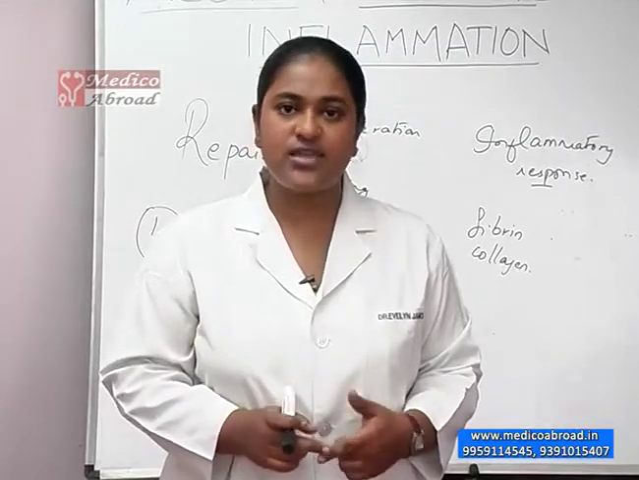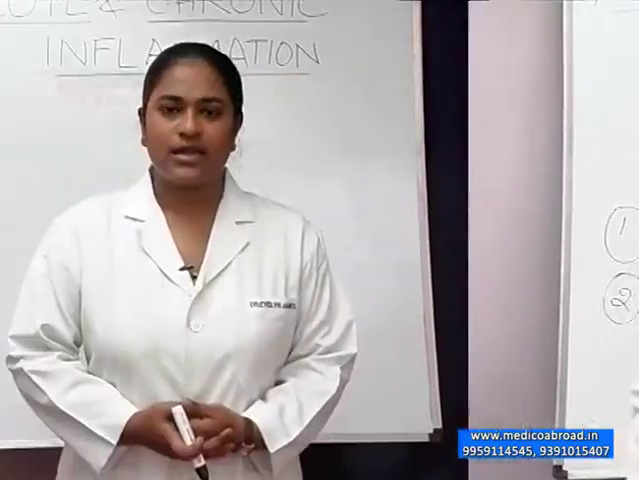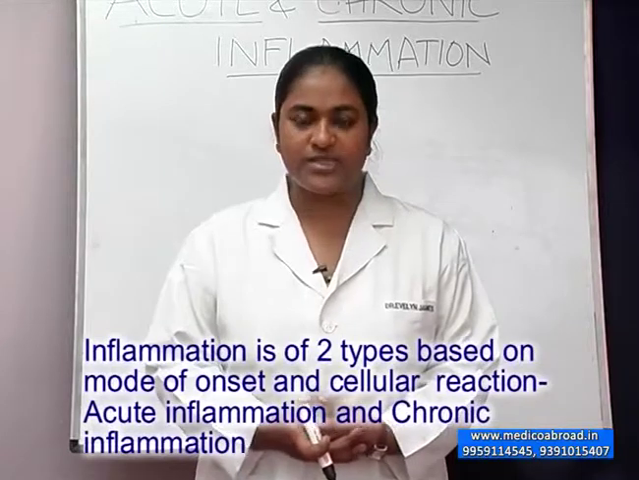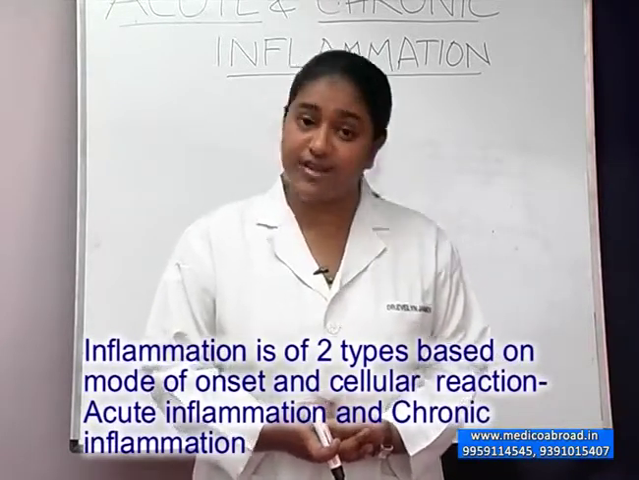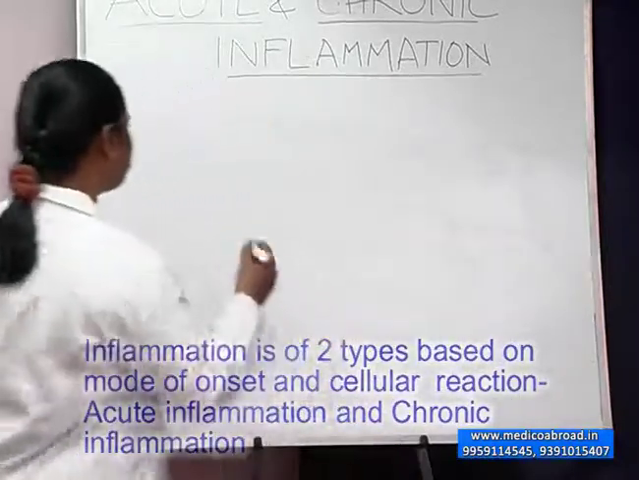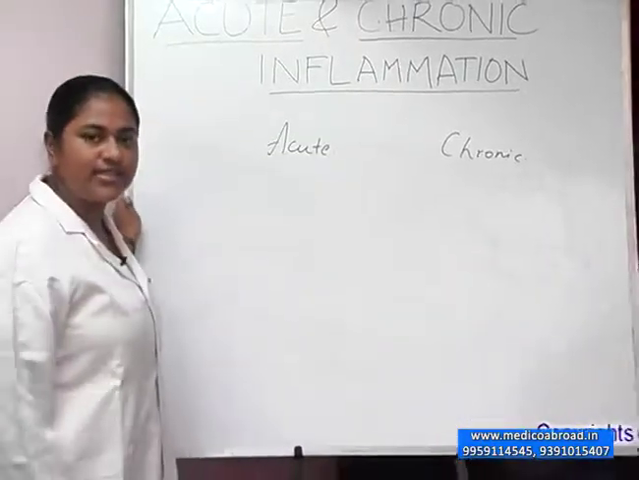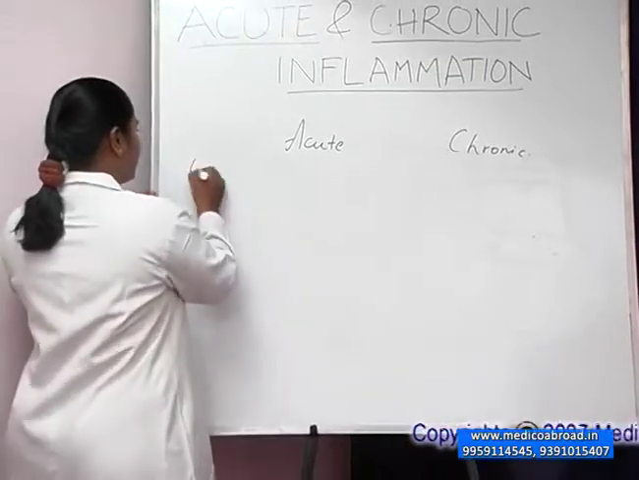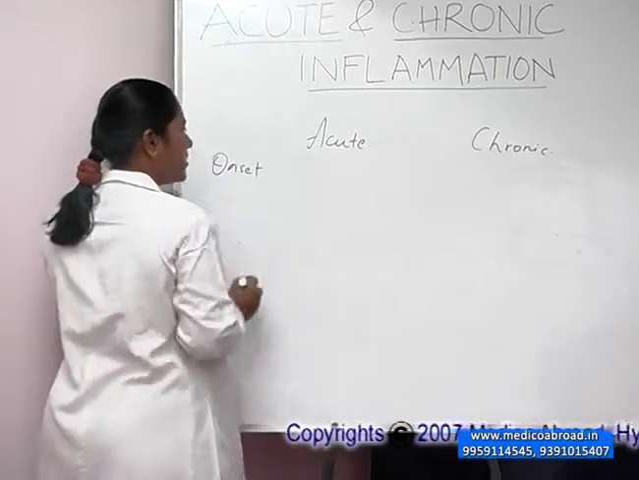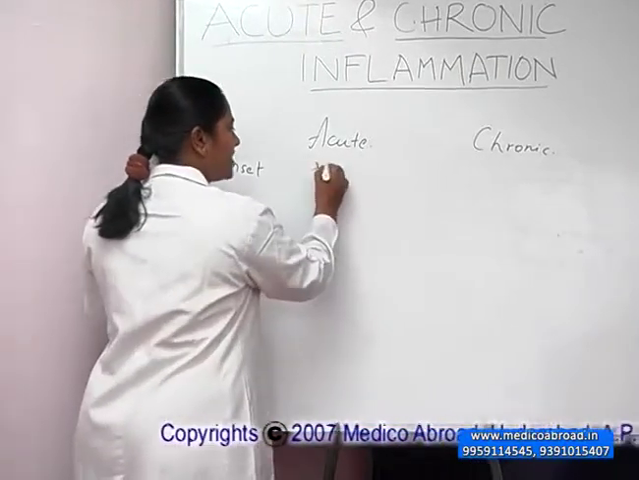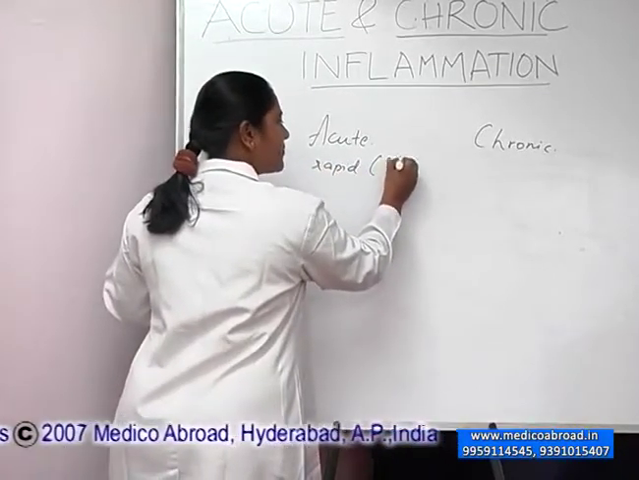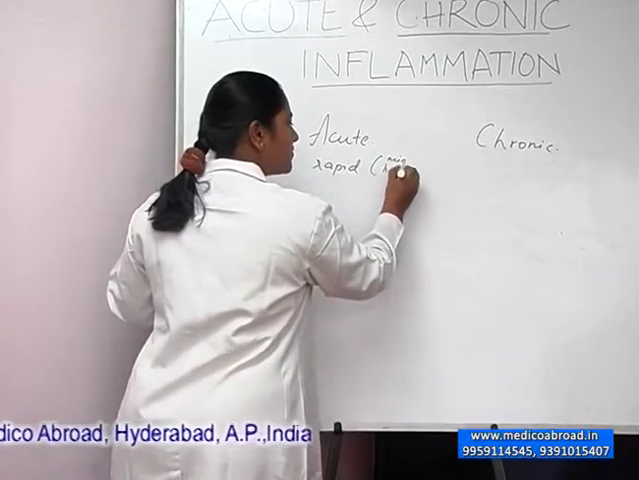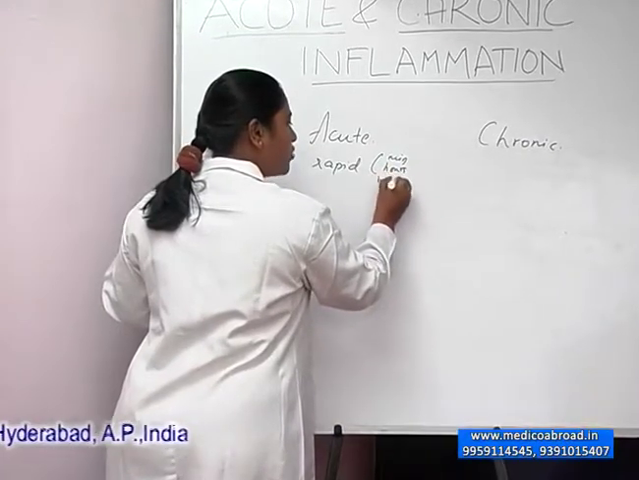Now let's look at the two types of inflammation. One is acute, the other is chronic. Inflammation is of two types, acute and chronic. Let's draw a small table and see the differences between the two. First, let's look at the onset of inflammation. The onset of acute inflammation is rapid. It may take a few minutes or a few hours or even 1 or 2 days.